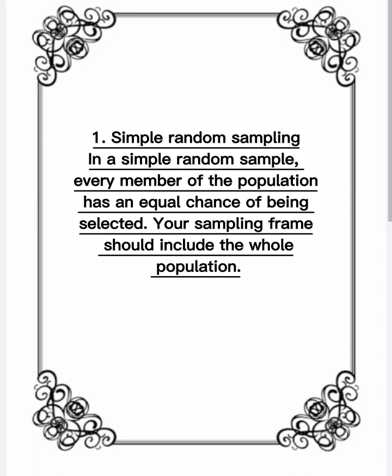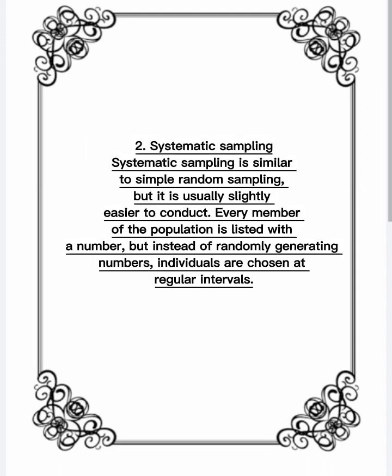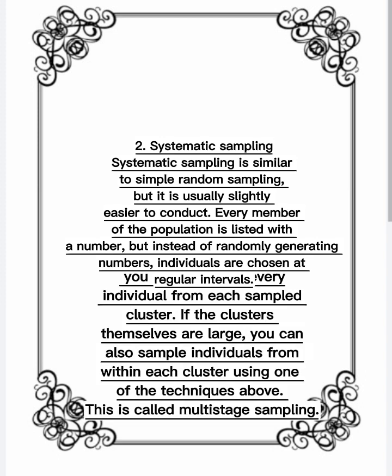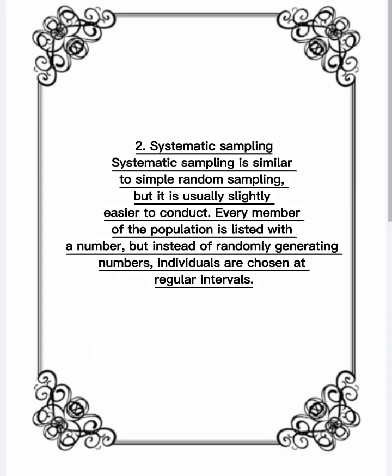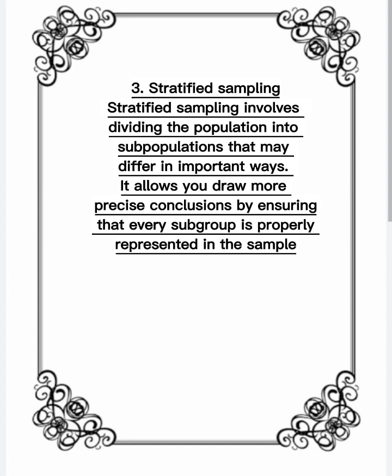1. Simple random sampling. In a simple random sample, every member of the population has an equal chance of being selected. Your sampling frame should include the whole population. 2. Systematic sampling. Systematic sampling is similar to simple random sampling, but it is usually slightly easier to conduct. Every member of the population is listed with a number, but instead of randomly generating numbers, individuals are chosen at regular intervals.